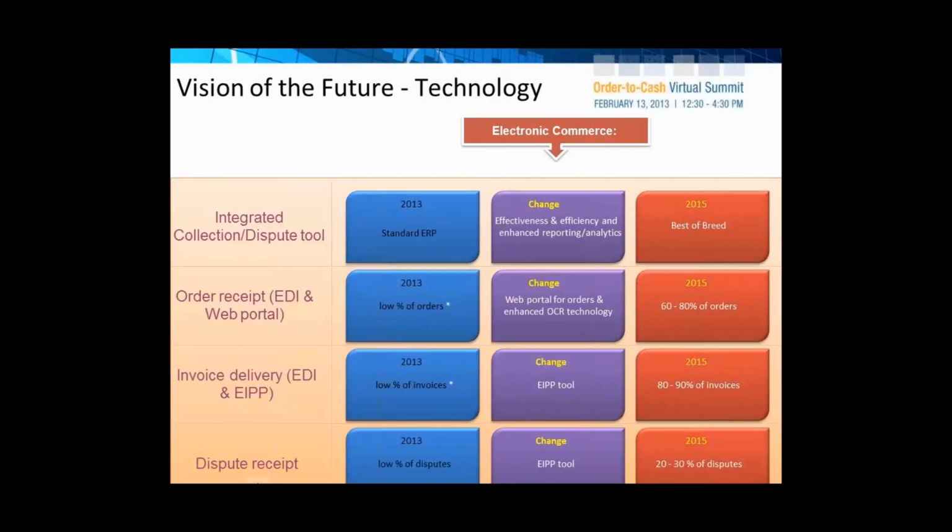Next part of the vision of the future is technology. We talked about that a little bit already. Where does it manifest itself? Well, certainly for collections, you need a good tool. You need an integrated collection dispute tool.